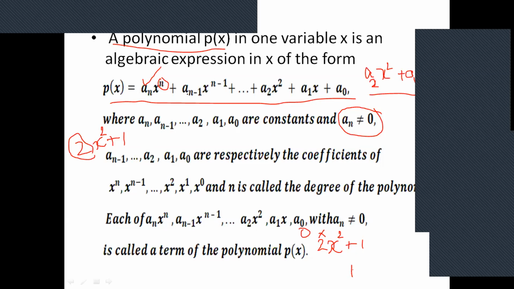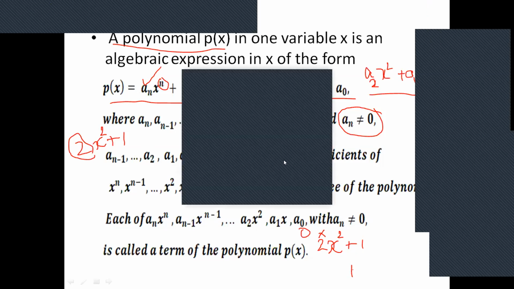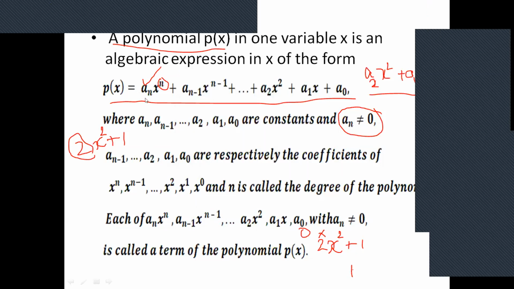Same thing is applicable here. If you want an nth degree polynomial, please remember that you should not have an, that is the nth term's coefficient, as 0. If it becomes 0, then it will not remain as an nth degree polynomial. Okay, that's it. So now we'll move on to the next part.